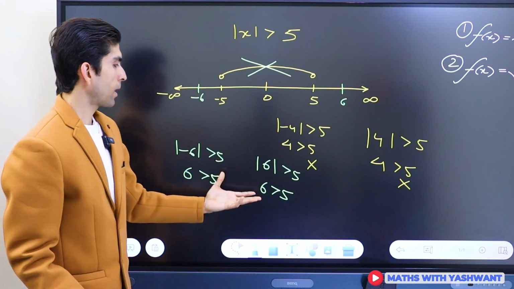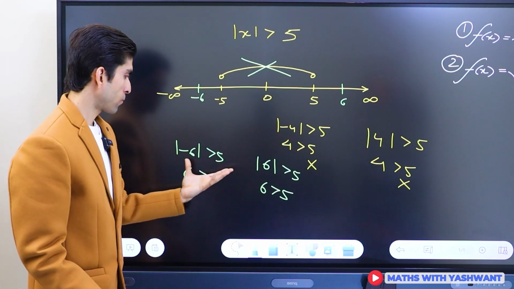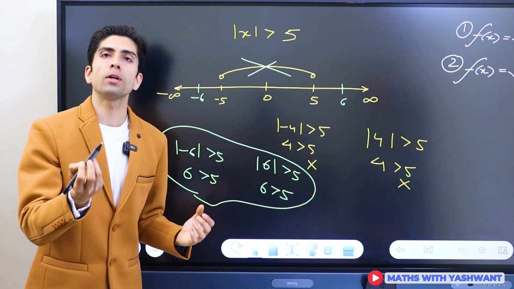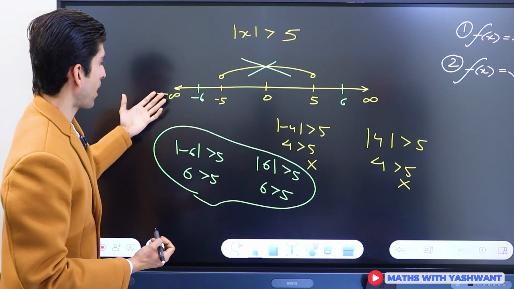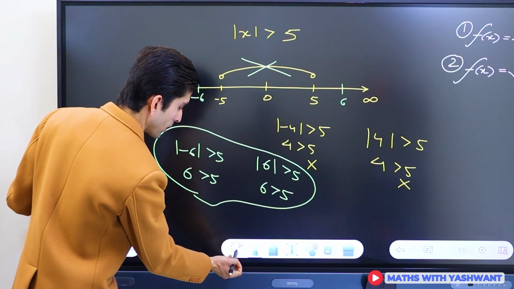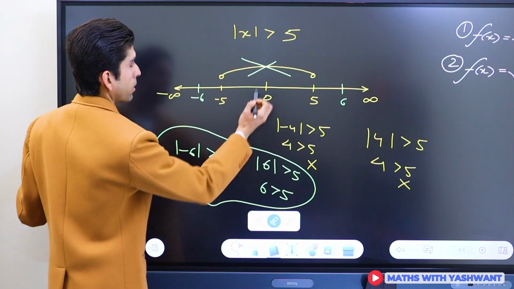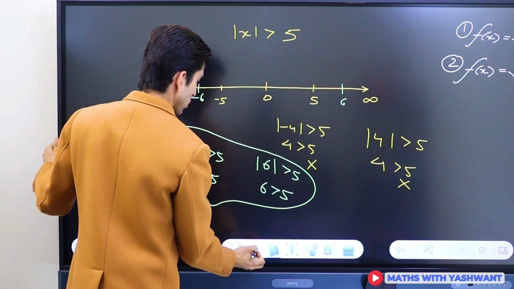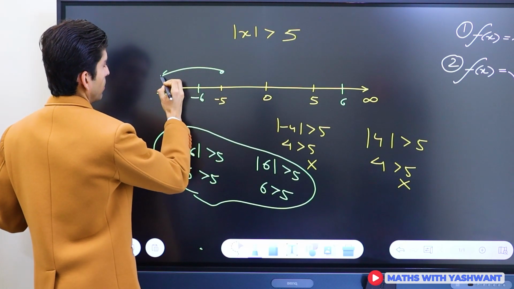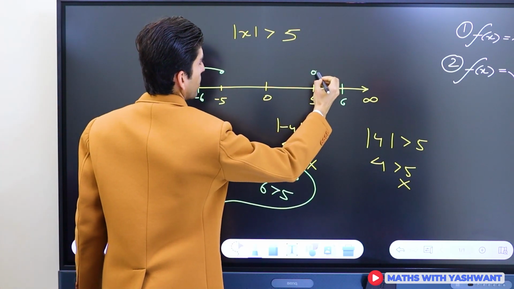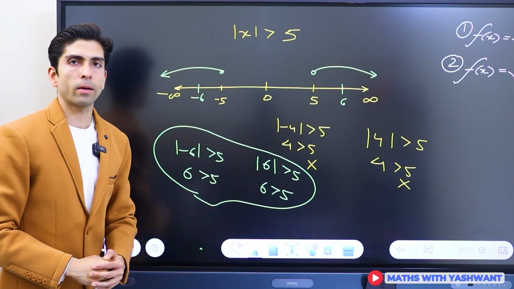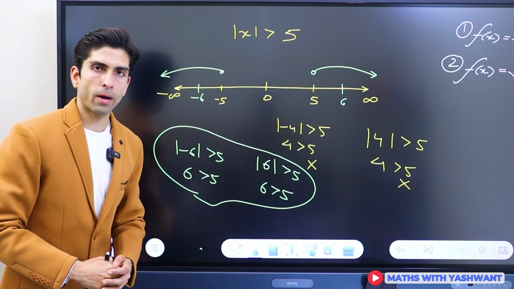So we can conclude from our discussion, and I'm using the green pen for this. If you take any value of x from the interval negative infinity to negative 5, and from 5 to positive infinity, your inequality is satisfied. You can take other numbers as well for verifying.